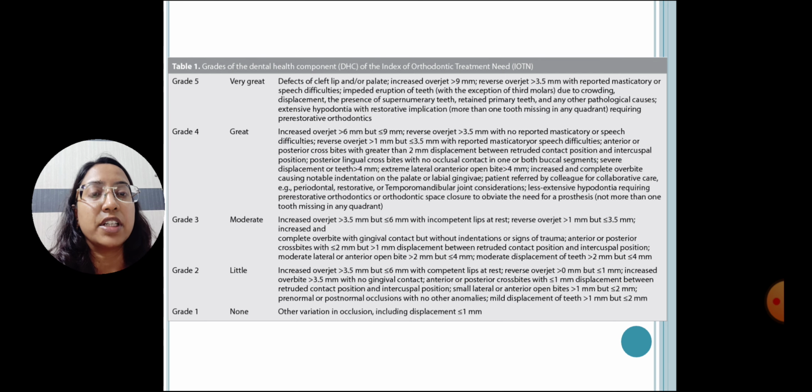Whereas grade 5 or very great requirement for orthodontic treatment need. So defects of cleft lip and or palate, increased overjet greater than 9 mm, reverse overjet greater than 3.5 mm with reported masticatory or speech difficulties, impeded eruption of teeth with the exception of third molars due to crowding, displacement, presence of supernumerary teeth, retained primary teeth and any other pathological causes, extensive hypodontia with restorative implications, that is more than one tooth missing in any quadrant, that require pre-restorative orthodontics will come under grade 5.